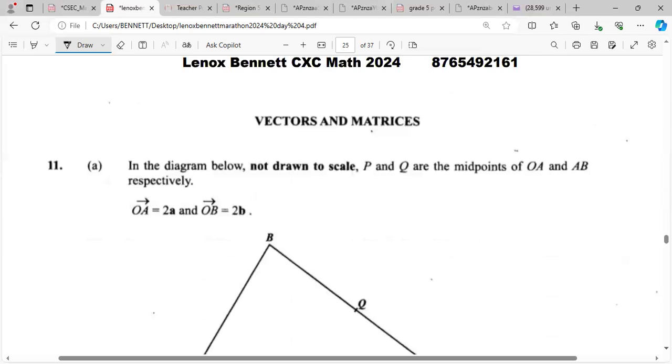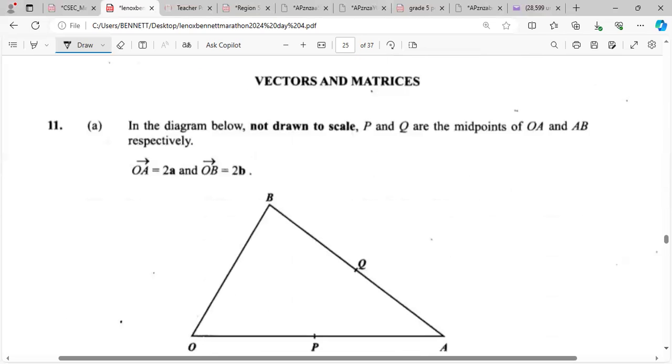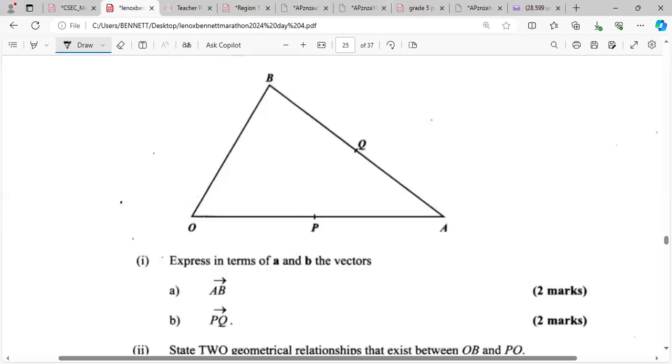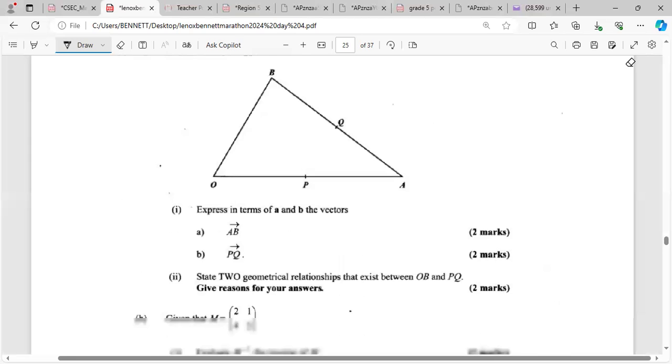Alright, it's a vector question. It says in the diagram below, not drawn to scale, P and Q are midpoints of OA and OB respectively. OA is equal to 2a and OB is equal to b. I could do this in a class, right? Still do it, guys. Express in terms of a and b the vector AB and the vector PQ. I'm going to make it a little bit smaller so you guys can see the reading.